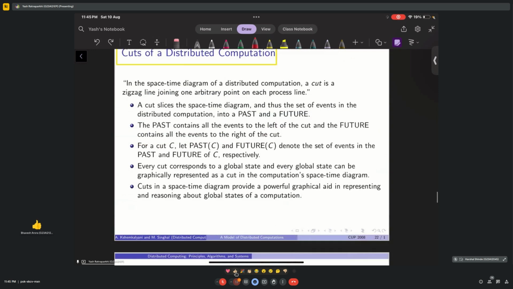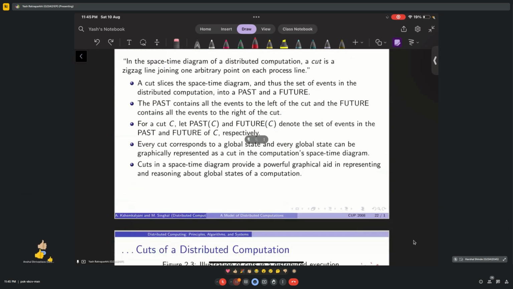This is what has been given. A past contains all the events to the left of the cut, and the future contains all the events to the right of the cut. ठीक है? For a cut C, past(C) and future(C) denote the set of events that have occurred in the past or future of C respectively. Correct है?